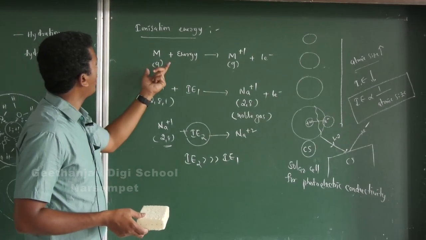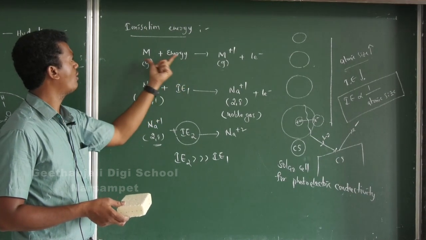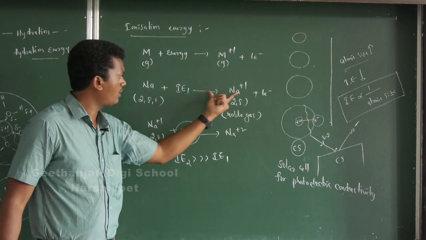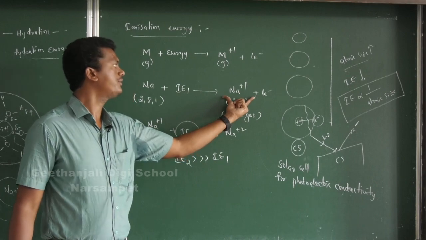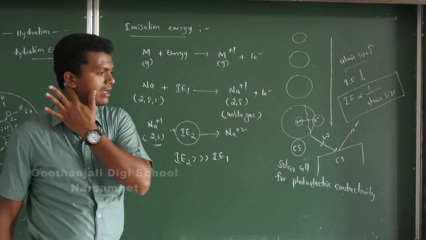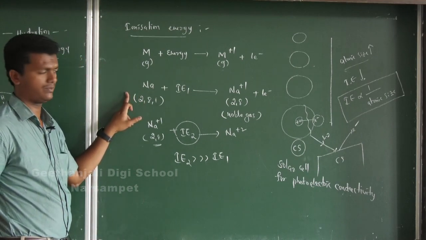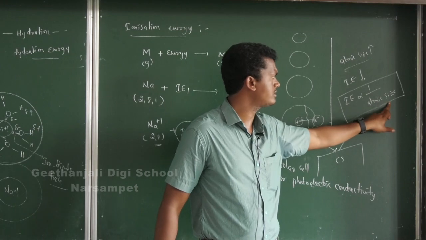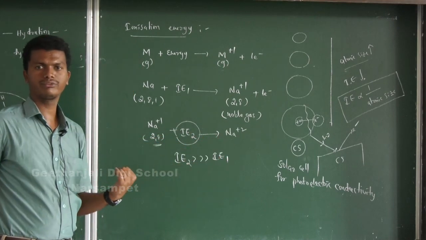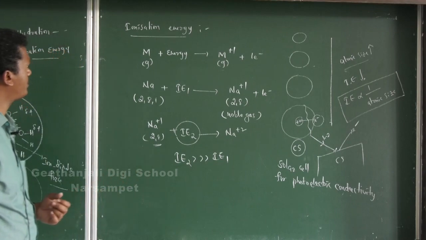Let me explain once again. The amount of energy required to remove the electron from the outermost shell of a neutral isolated gaseous atom is called ionization energy or first ionization energy. If we want to remove one more electron from the resultant unipositive ion, that energy is called second ionization energy. The second ionization energy is more than the first ionization energy because the size of M plus is lesser than the size of M. As ionization energy is inversely proportional to atomic size, and the size of M plus is lesser than the size of M, the second ionization energy will be more compared to the first ionization energy. This is the second property, ionization energy.